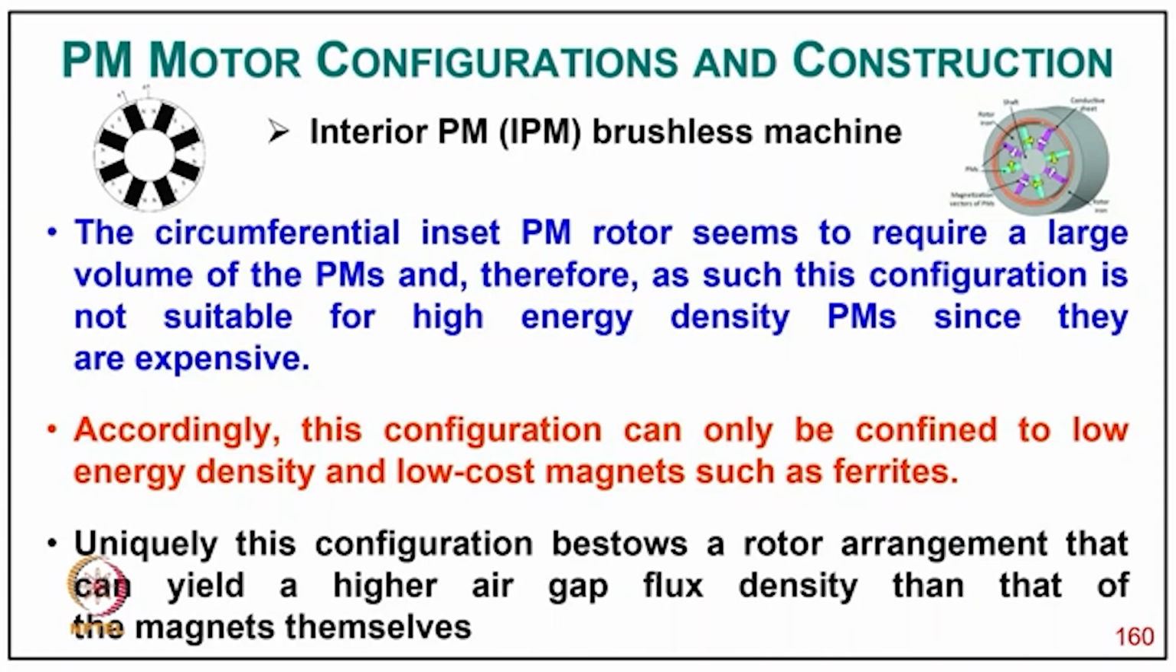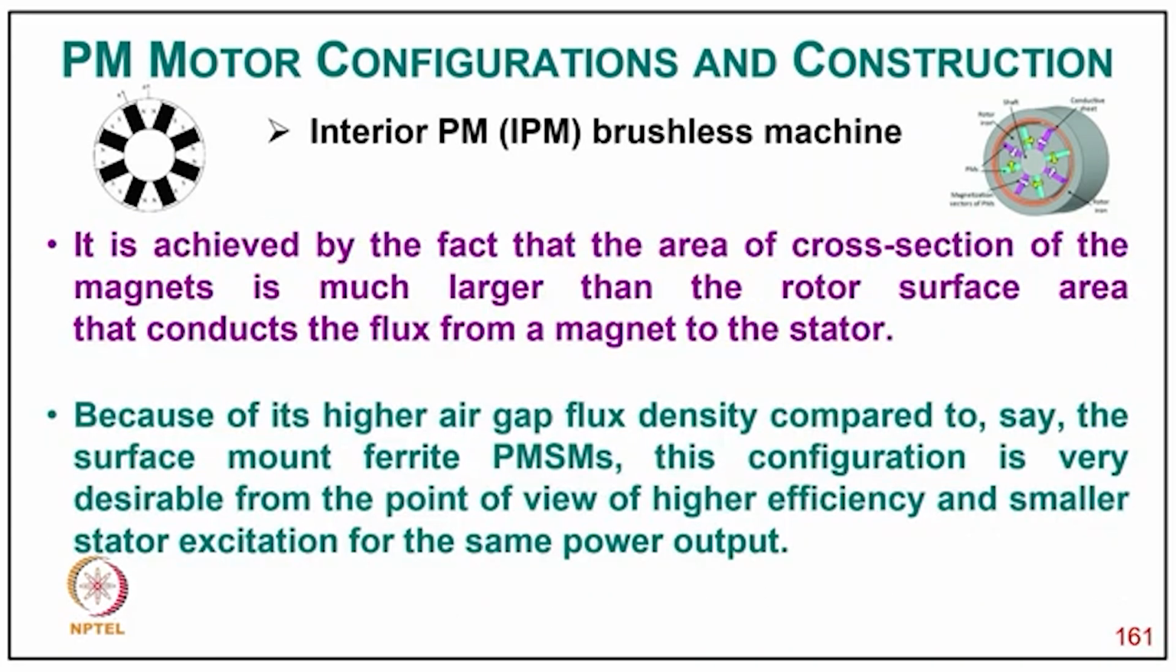Uniquely, this configuration bestows a rotor arrangement that can build a higher air gap flux density than that of the magnet gear. This is achieved by the fact that the cross-sectional area of the magnets is much larger than the rotor surface that conducts the flux from the magnet to the stator, and because of it, a higher air gap flux density compared to, say, the surface mounted ferrite PMSM.